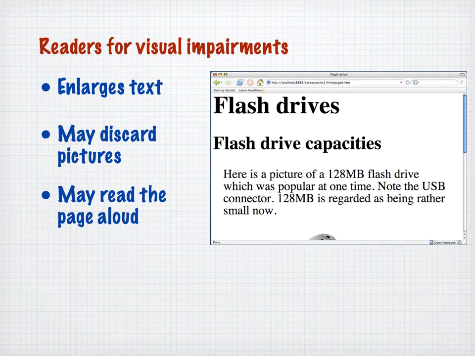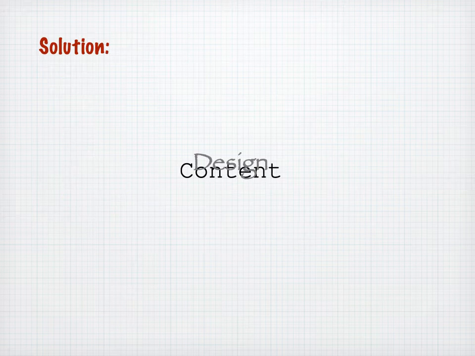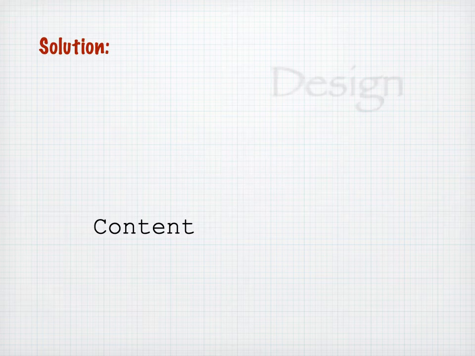There's also the possibility that we could have people who are viewing the site who have visual impairments, so they could actually have special browsers that read the text aloud or enlarge the text, discard pictures. And of course, for those, reading that mangled HTML code aloud is going to be very difficult indeed. So the solution then is to actually separate the content out from the design.